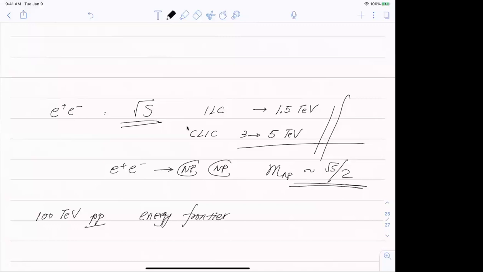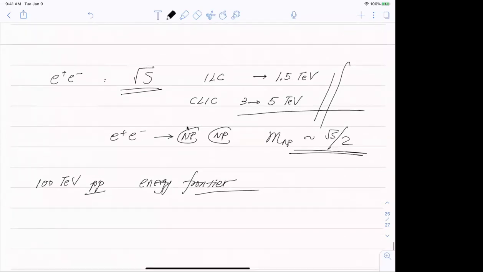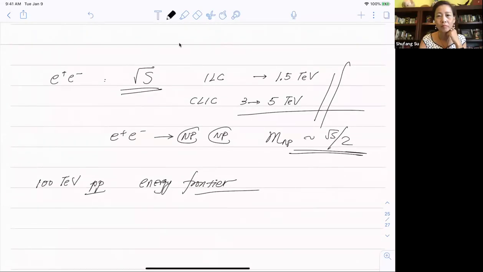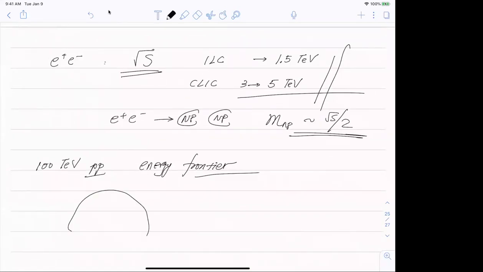I think the difficulty is that unless you're going to go linear, you're really limited in energy in the E plus E minus by synchrotron radiation, right? So the LHC occupies the same tunnel as LEP. And LEP's maximum center of mass energy, I think, was 209 GeV, and LHC is 14 TeV, right? So that's a big difference, and that's all synchrotron radiation, basically.